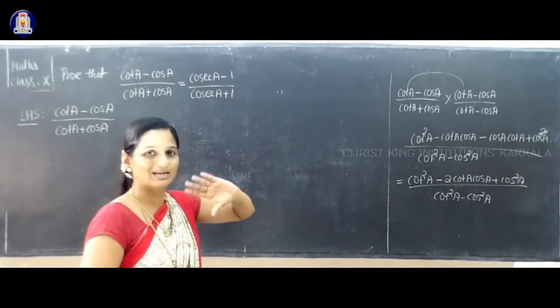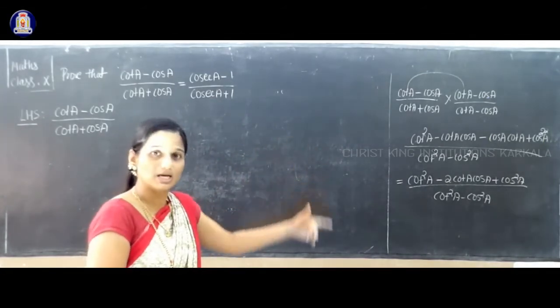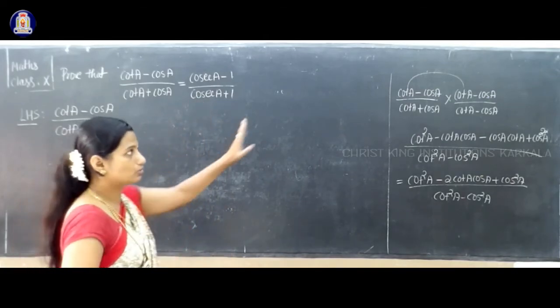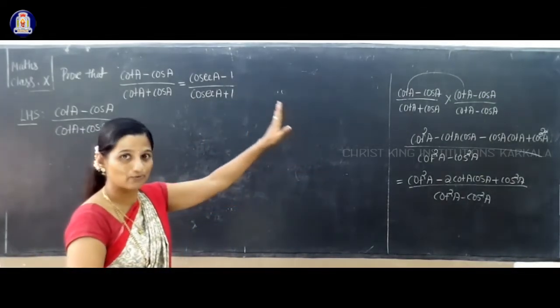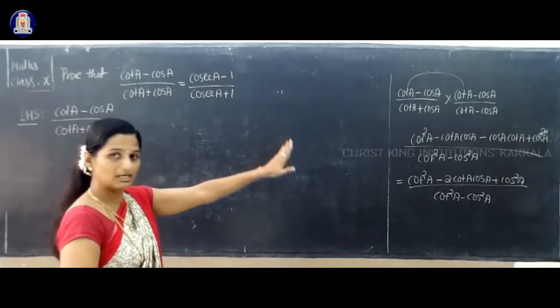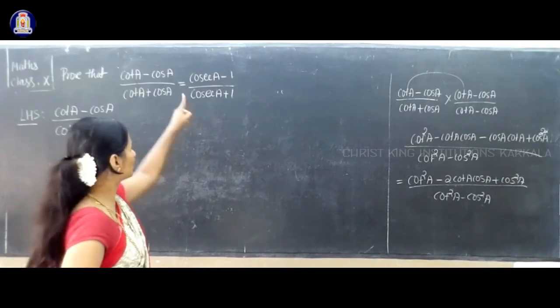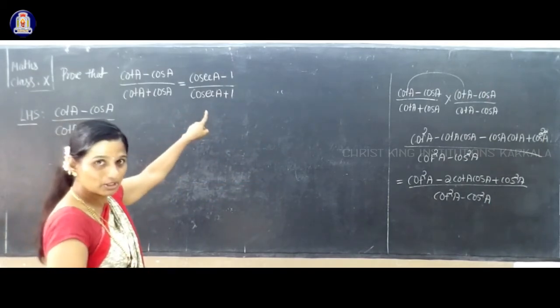Then that means you get an idea of what to use, where to use, and which identity to use to get that formula. Okay, now I'll tell you. Understood? If you use rationalization for that, it will be complicated. It is very difficult to get that answer.